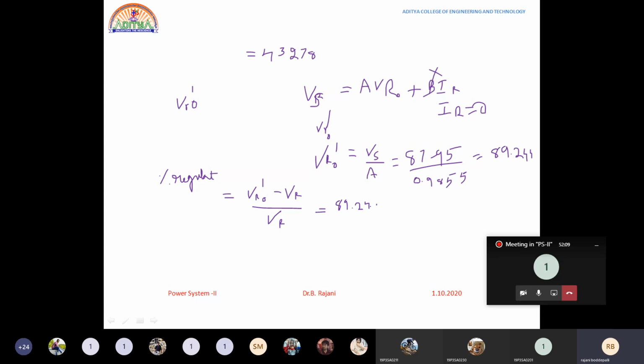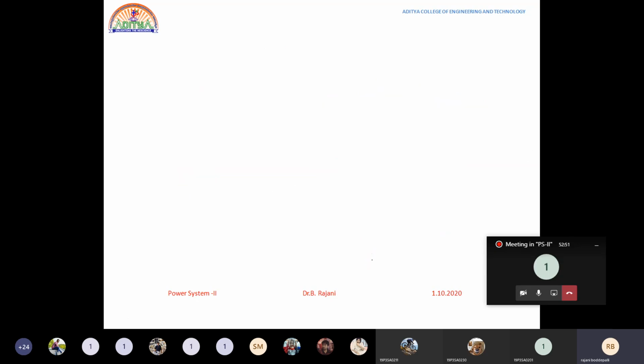89.244 minus the VR value, which is 76.208, divided by 76.208. If you do this in megawatts, into 100, that is equal to 17.1. What are you getting? 17.1 percentage I am getting. Okay, regulation I have got this much.